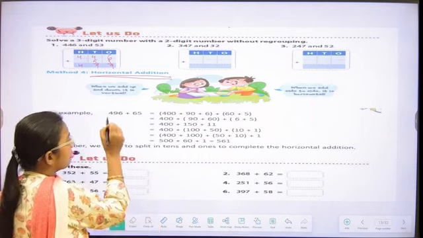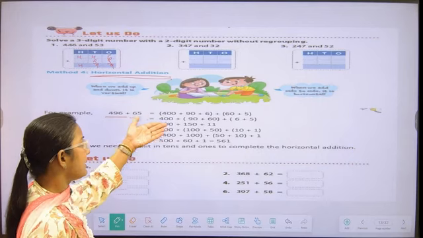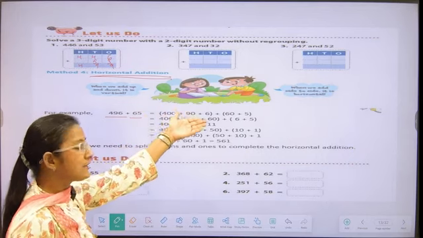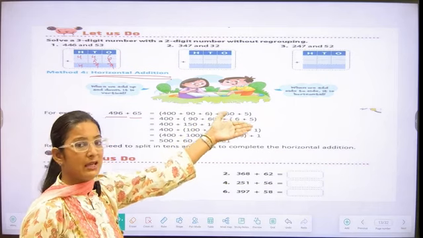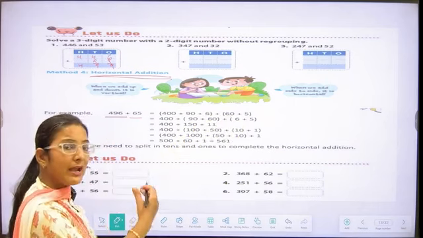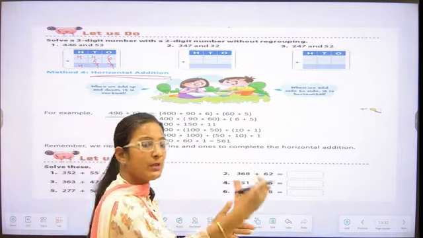We have to add 496 with 65. So 496 can be written as 400 plus 90 plus 6, and 65 can be written as 60 and 5. So hundreds will be added with hundreds, tens will be added with tens, and ones will be added with ones.